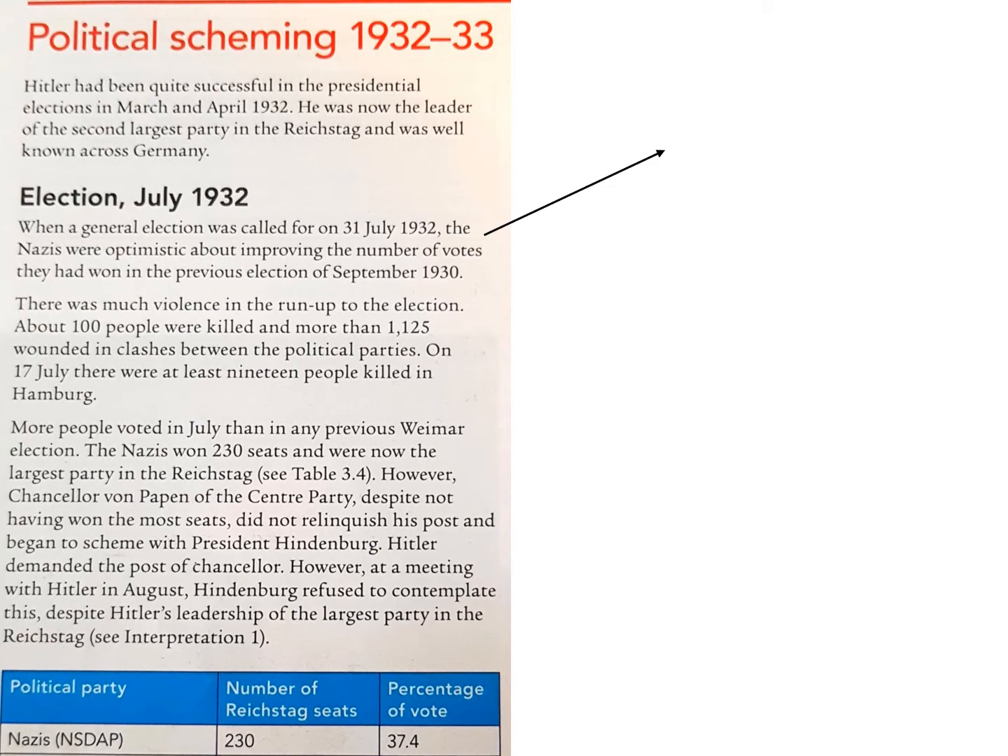Right, so political scheming 1932 to 33. Hitler had been quite successful in the presidential elections in March and April of 1932, so they're holding quite a few elections.